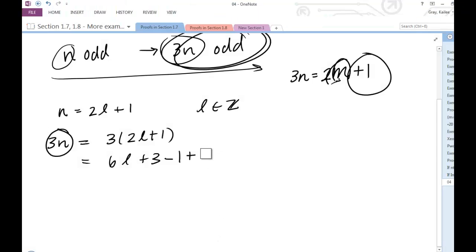Oh, I was thinking 0, I wrote 0. Because I'm really just adding 0 there, right? Because -1 plus 1 is 0. So I'm not changing anything crazy. So I've got 6L plus 2 plus 1. All right, there's my plus 1 that I want.